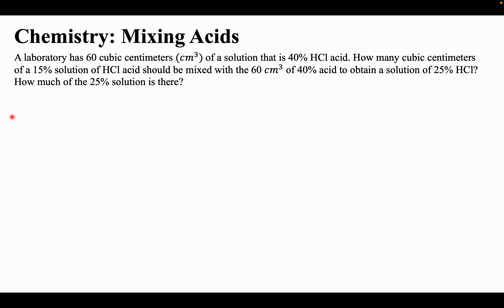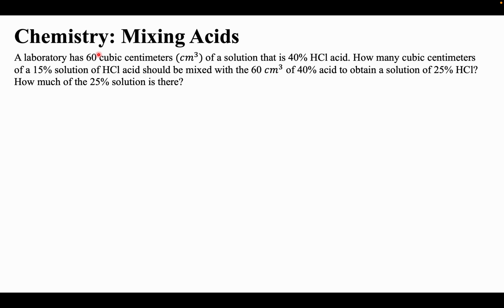Chemistry mixing acids. A laboratory has 60 cubic centimeters of a solution that is 40% HCl acid. How many cubic centimeters of a 15% solution of HCl acid should be mixed with the 60 cubic centimeters of 40% acid to obtain a final solution that is 25% HCl? How much of the 25% solution is there?